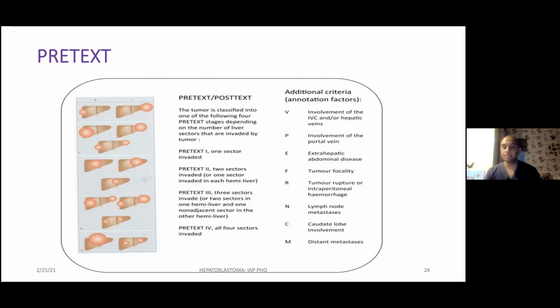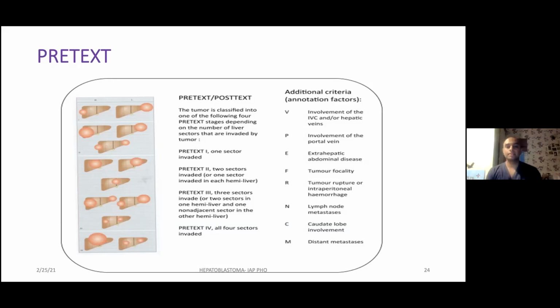Lymph node metastasis is common with hepatoblastomas, but more common with others, sarcomas. But again, you can have lymph nodes in the periportal region. Also, involvement of the caudate lobe. This is important because it can easily spread to the adjacent segments. So again, involvement of the caudate lobe is important.